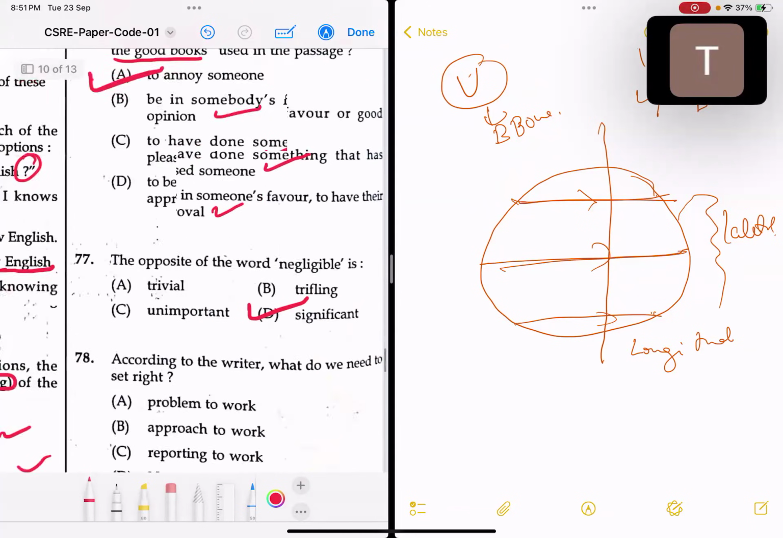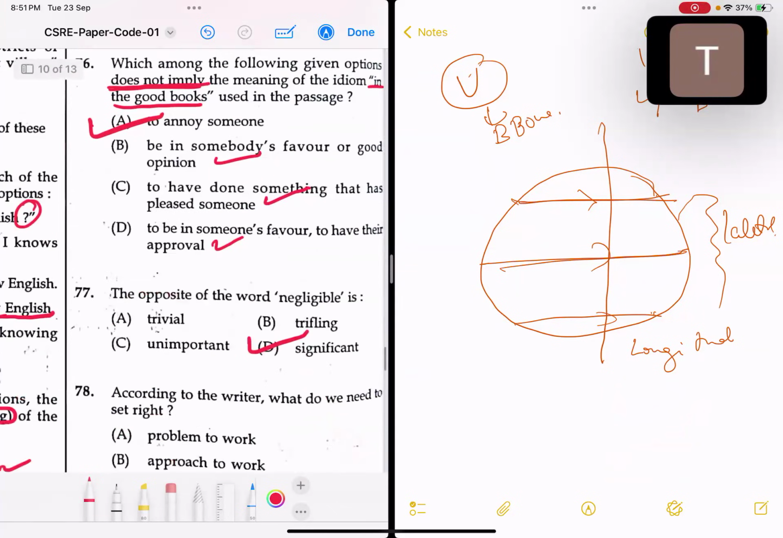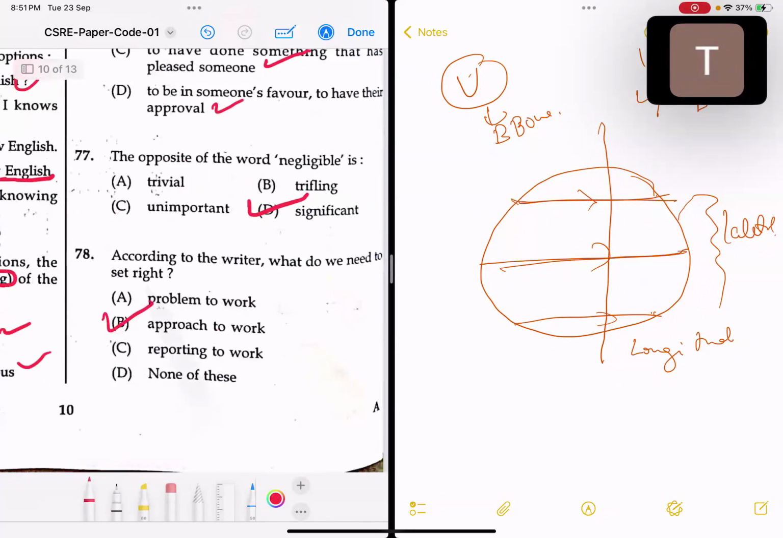According to the writer, what do we need to set right? So in the first sentence itself, it says that what needs to be set right is our approach to work, right? So it is approach to work.